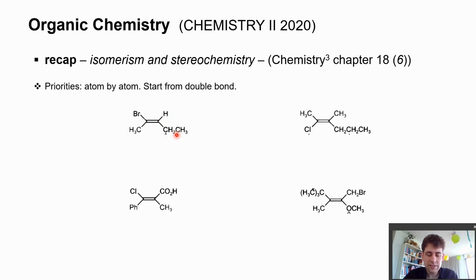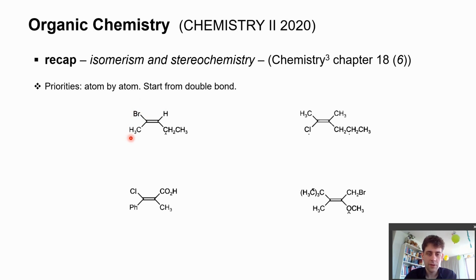And basically the CIP rules, the Cahn-Ingold-Prelog rules, state that the atom with the higher ordering number gets the higher priority. So by looking at the periodic table, we see, okay, the highest priority of these 4 substituents is the bromine, because it has a large ordering number. It's a very heavy element. So this gets assigned the 1.